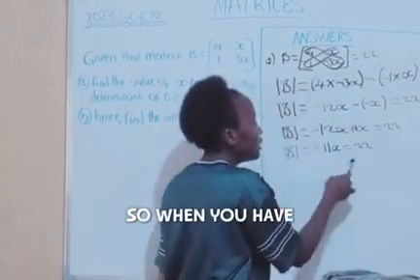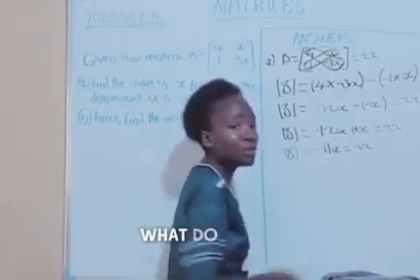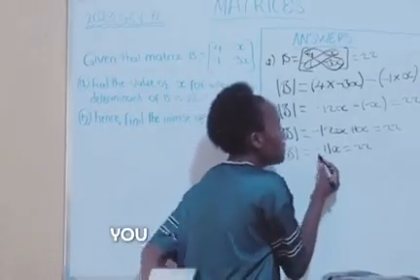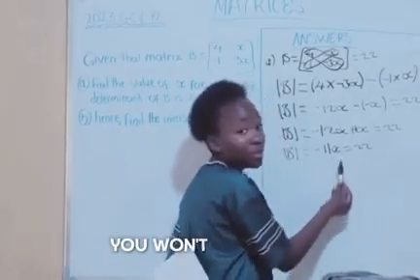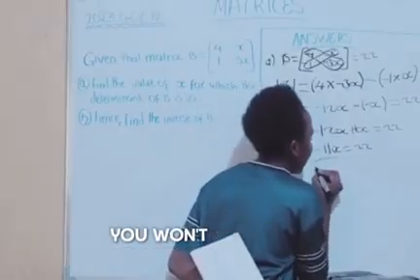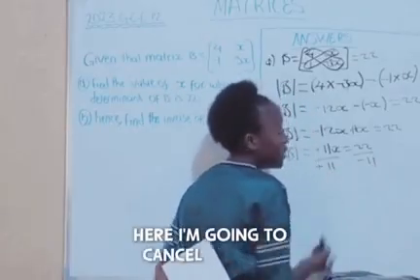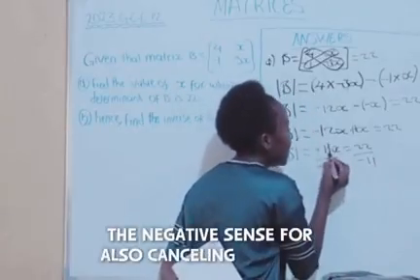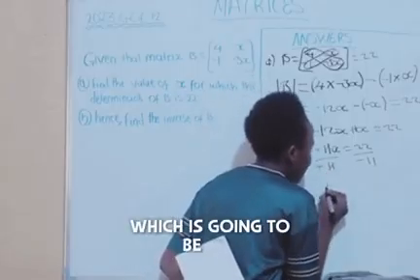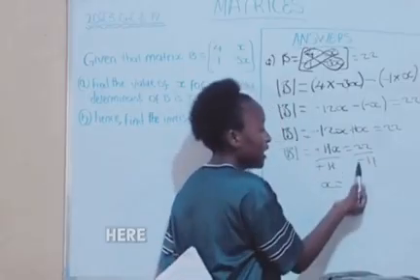Okay, so when you have this, since we want to find the value of x, what do we do? Here it's simple. You are going to divide by negative 11 on both sides to remain with x only. So you are going to say over negative 11, over negative 11. Here you are going to cancel the negatives, also cancelling the 11, which is going to be x is equal to, here you are having this.